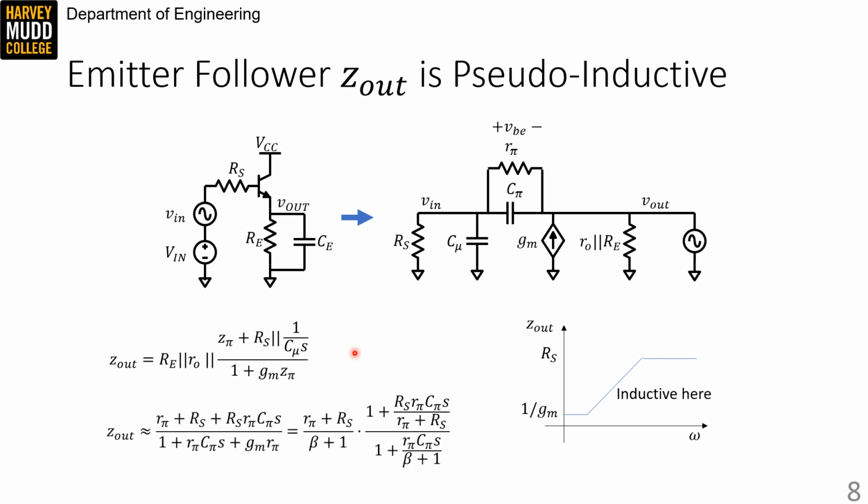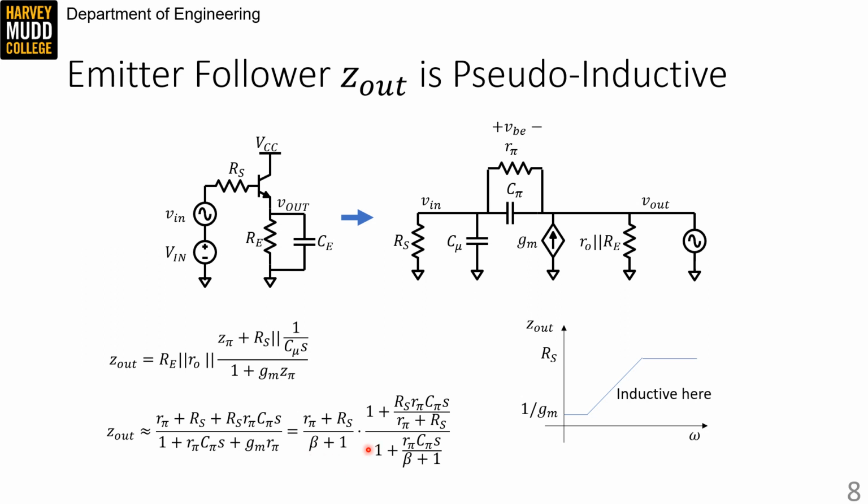Alright, so then we make a few simplifications. The first one is we assume RE and RO are big, and so we ignore them when we compare them to 1 over GM. The second is we assume the effect of C mu is small, so we ignore it. And then the third is that we get rid of this z pi by multiplying through by its denominator. So everything's been multiplied by 1 plus r pi c pi s on both the top and the bottom. That gets us to this expression, and with a little bit of clever factoring, we can get to our DC output impedance multiplied by a pole zero pair.